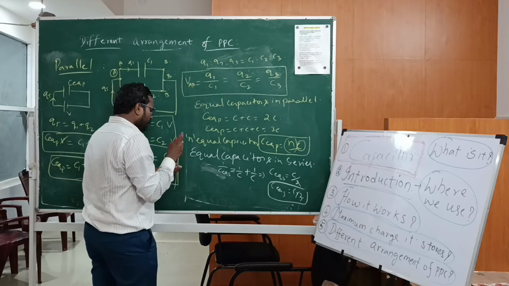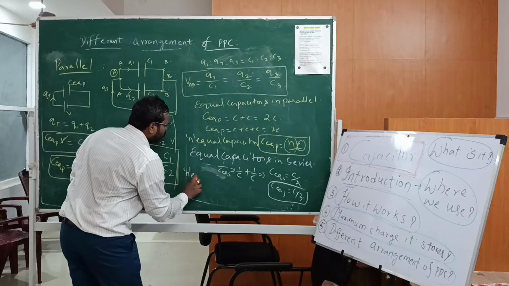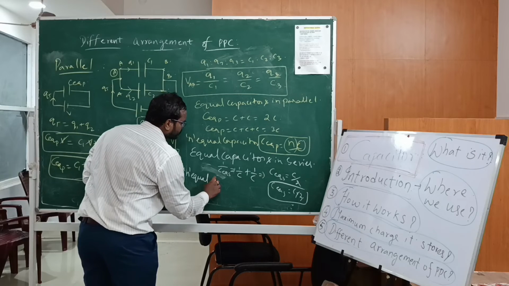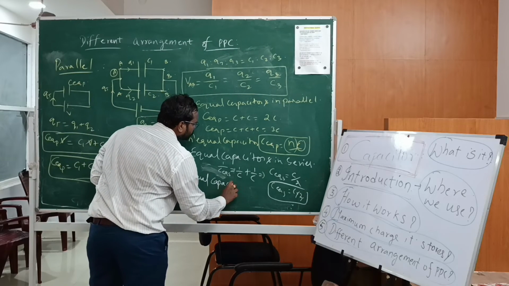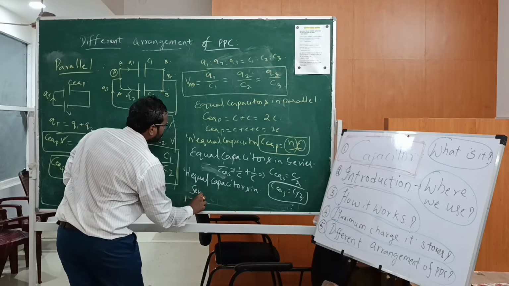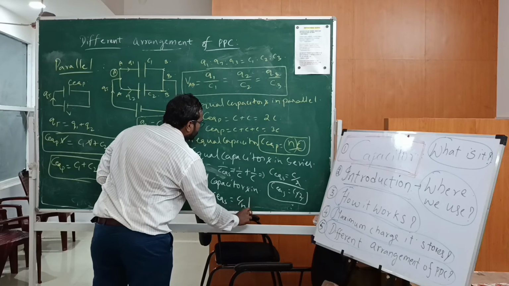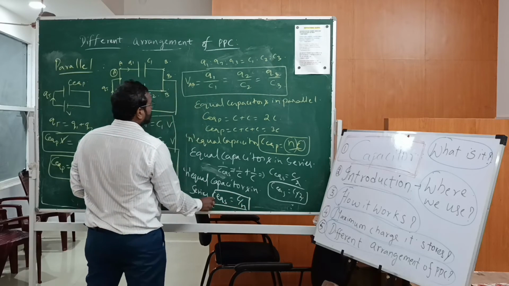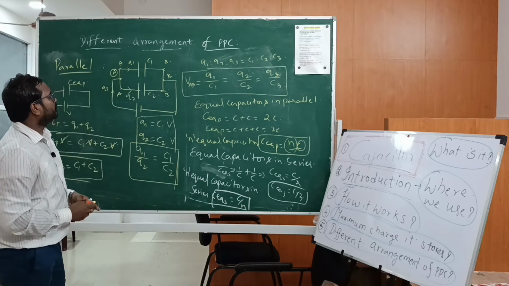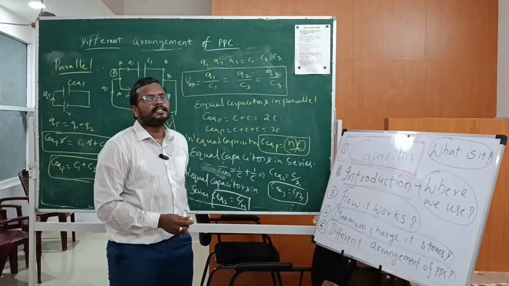If there are n equal capacitors placed in series, then C equivalent in series is going to be C by n. Clear this idea now. So you have to know these kinds of things. It's very important to learn this.